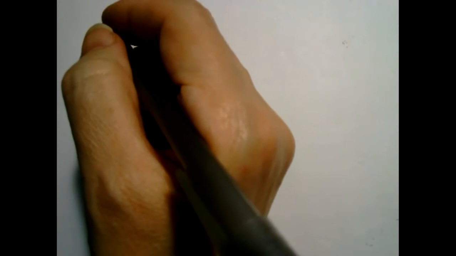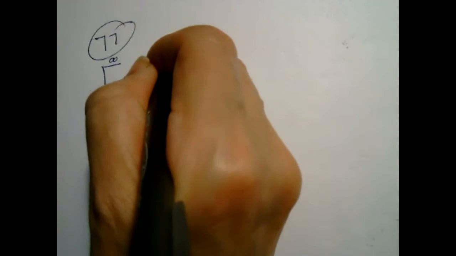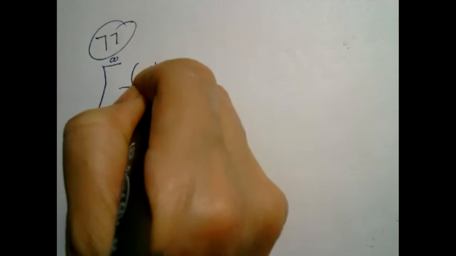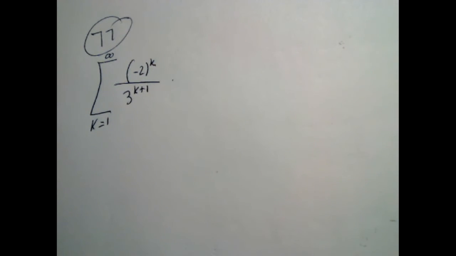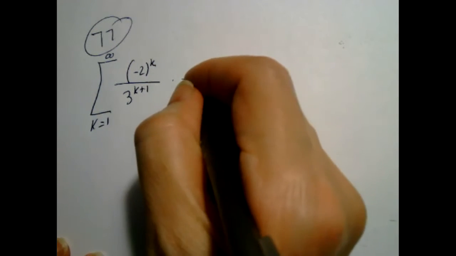Let me see what you guys ask. We have to look at number 77, and then we proceed. So what is 77 about? Okay, they are all basically the same type of problem. And here they are starting again from 1, they don't have to. Minus 2 to the k over 3 to the k plus 1.